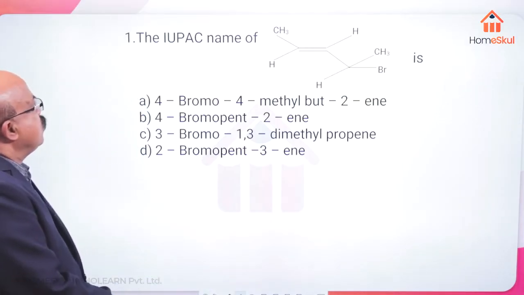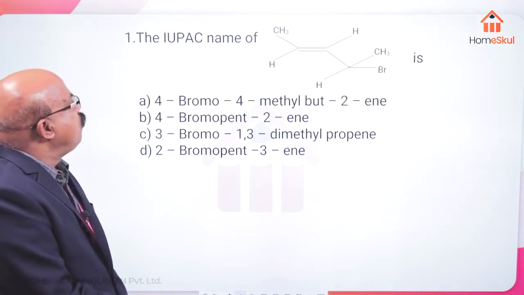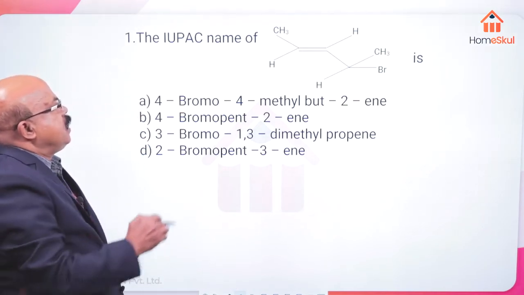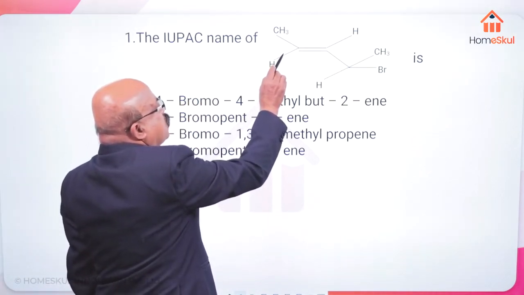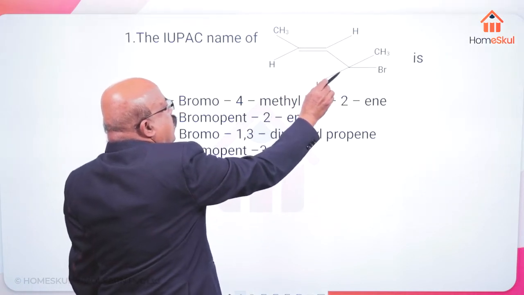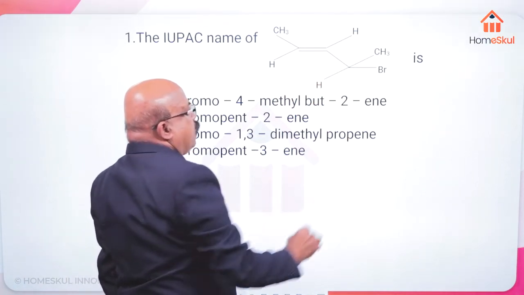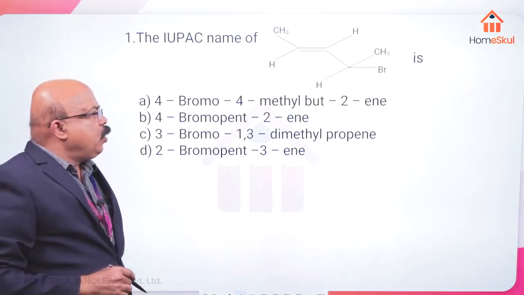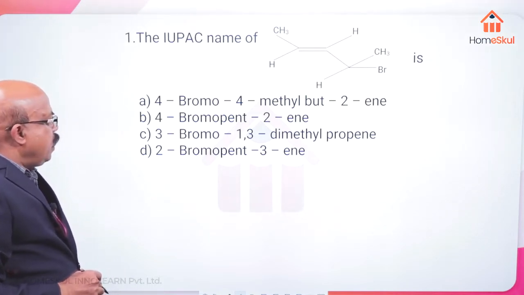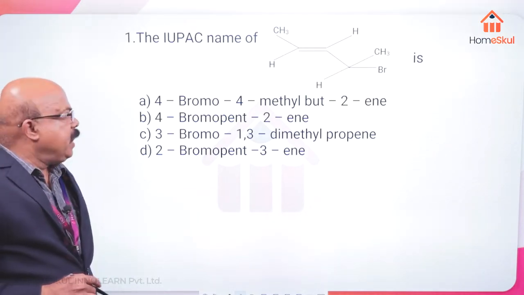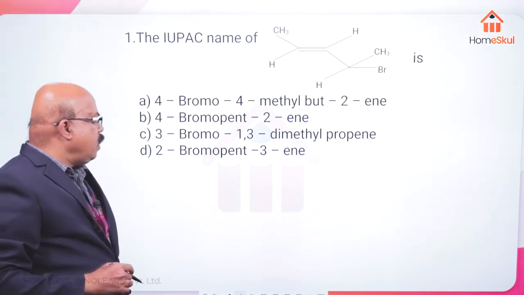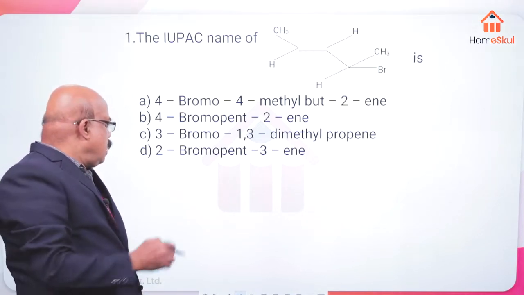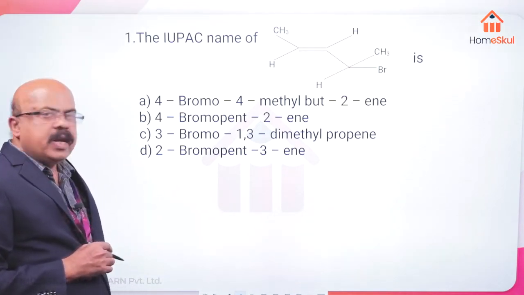First question is the IUPAC name of this compound. This is CH3, CH, double bond CH, single bond CH-Br, CH3. Options: A, 4-bromo, 4-methyl butadiene. Option B, 4-bromo pentadiene. Option C, 3-bromo 1,3-dimethyl propene. And option D, 2-bromo pentadiene.